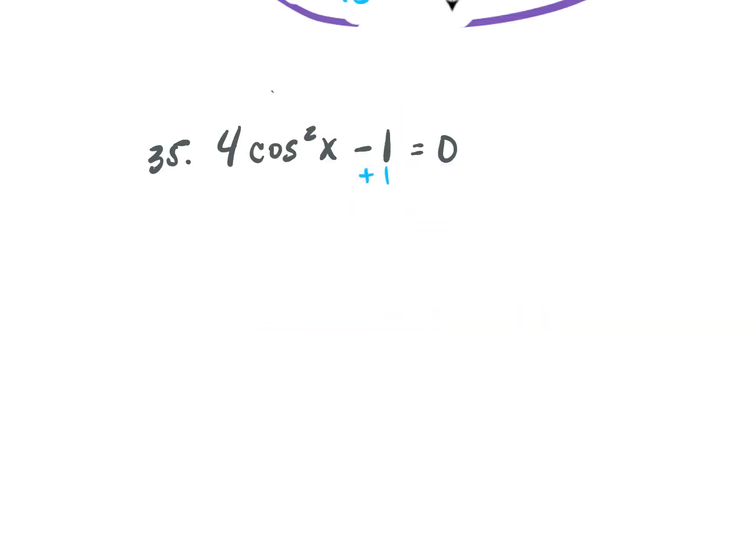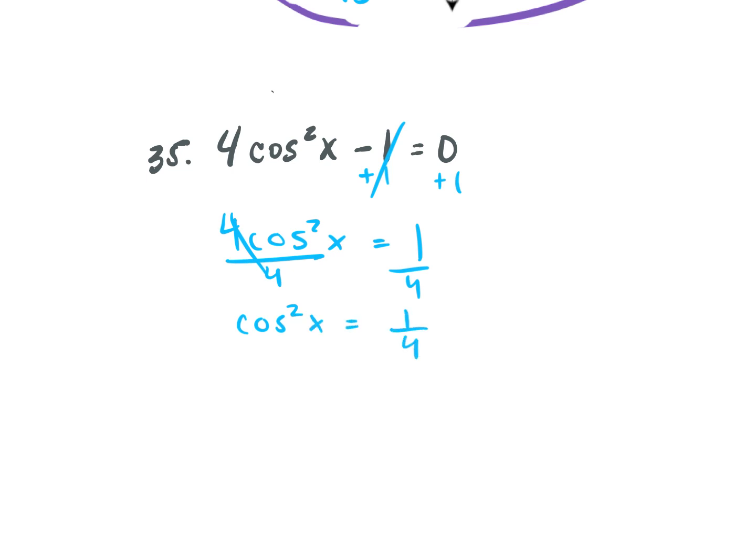So you want to add 1. So 4 cosine squared is equal to 1. What would we do next? Divide by 4. So cosine squared is equal to 1 over 4. Then what? Square root both sides.